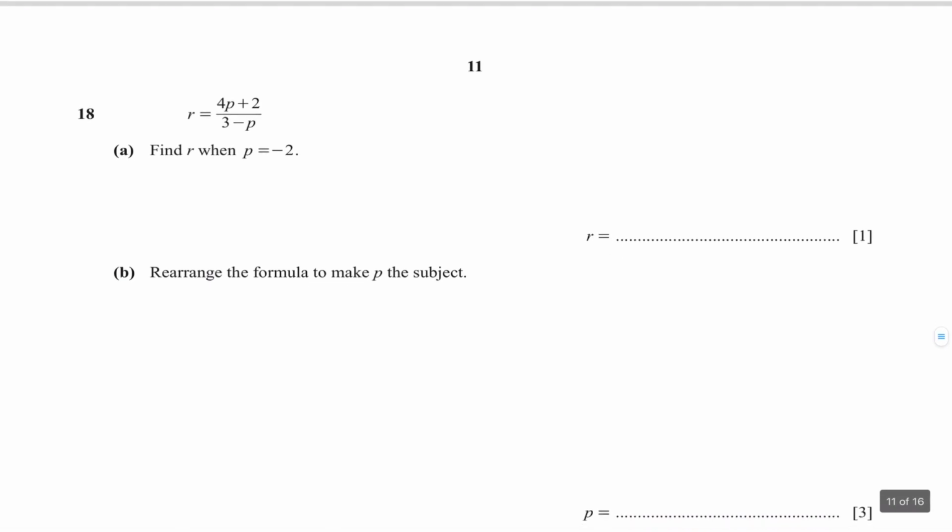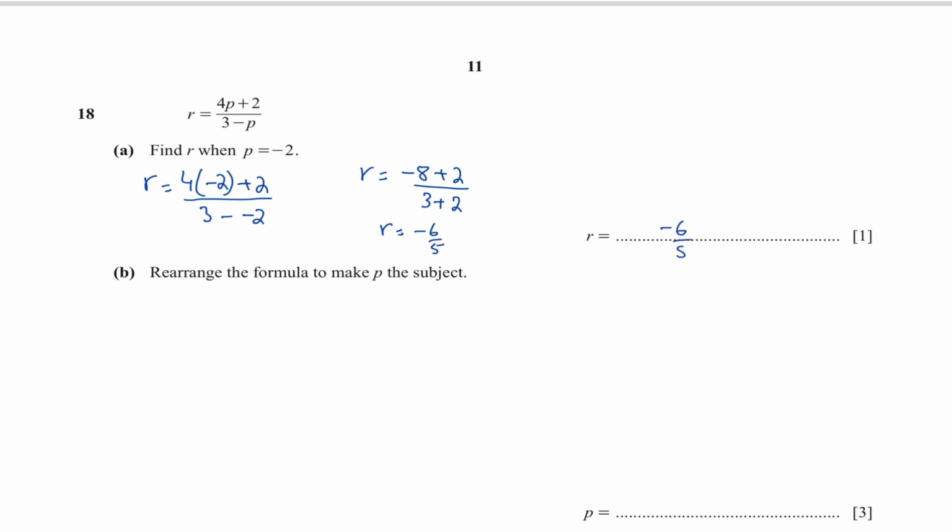Now let's move to question number 18. Again, a fairly simple question. We just have to plug in the value of p. So let's just do that right away. 4 times minus 2 plus 2, and then 3 minus minus 2. Got to take care of the signs here. So 4 times minus 2 is minus 8 plus 2, and then 3 minus minus is going to turn it into plus 5. So minus 8 plus 2 is minus 6, 3 plus 2 is 5, so we have minus 6 upon 5.